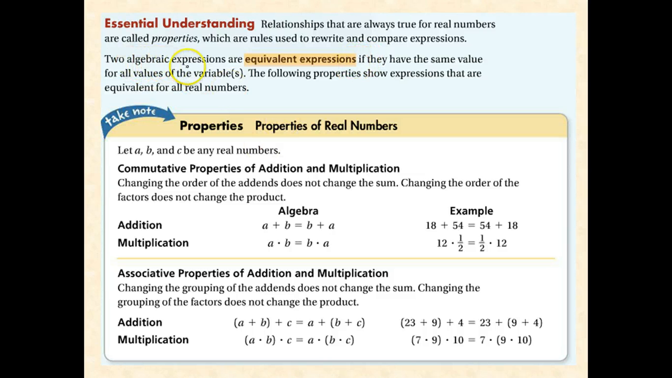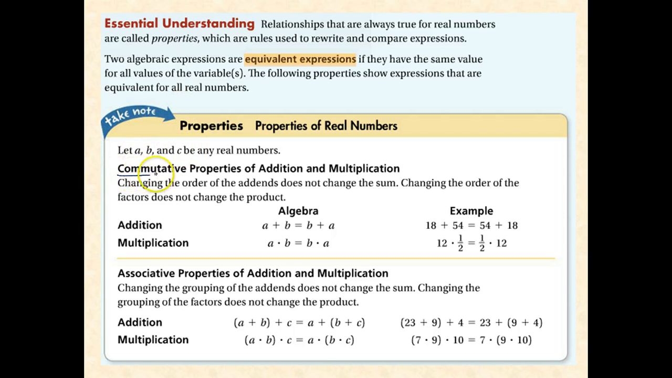Two algebraic expressions, we call them equivalent expressions if they have the same value for all values of the variable. So that means no matter what number you plug in for the variables, they're always equal. So the following properties are expressions that are equivalent for all real numbers. A, B, and C can be any real numbers.